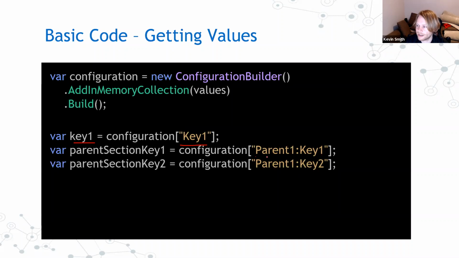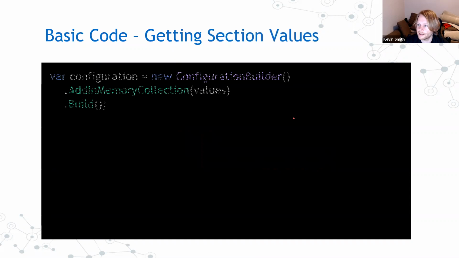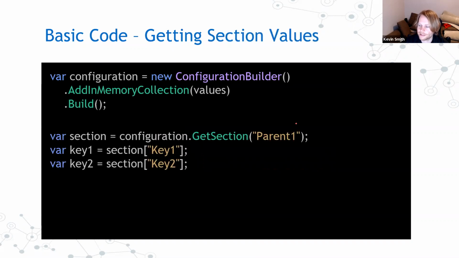It's exactly the same for the hierarchical ones. We can just pass in parent one and key one. We can also grab a section. It understands where the colon is, and that it's a hierarchical structure. So we can say configuration.GetSection, pass in parent, and then drill down into that parent section for key one and key two individually, and it'll get those values back. So if you only need to pass a given section to one of our classes, we can pass just that individual section, and we don't have to expose the rest of the configuration to it.